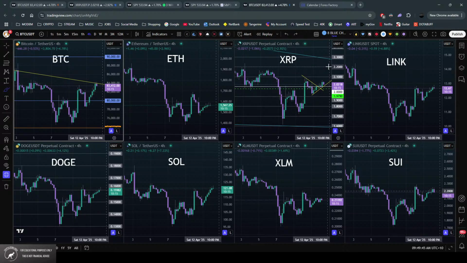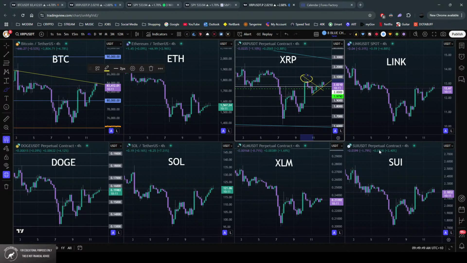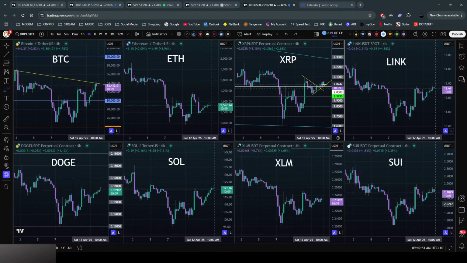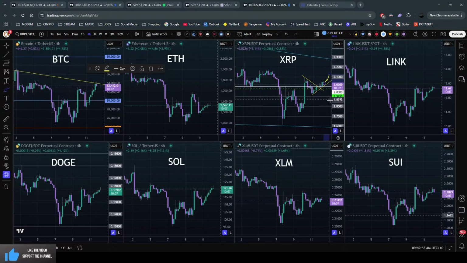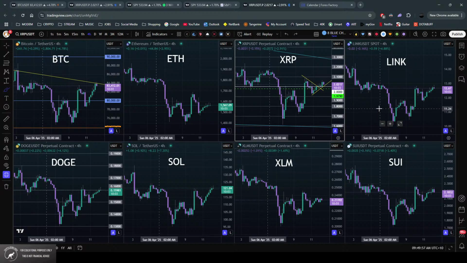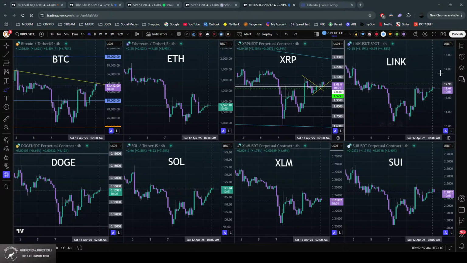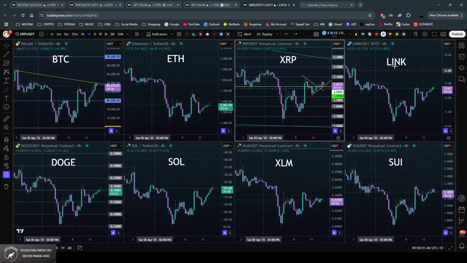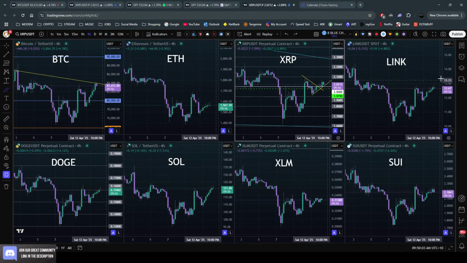XRP, yes, uptrend, but struggling to reclaim that high or get above it at the moment, but we'll see how this day goes. We're in the weekend now, so we'll see how the weekend unfolds. But yeah, Link looks kind of similar to XRP here, with the structure.